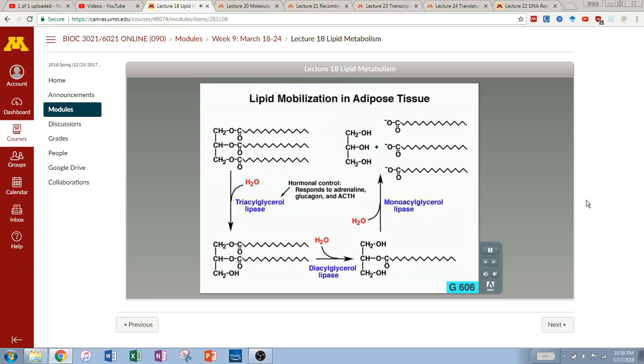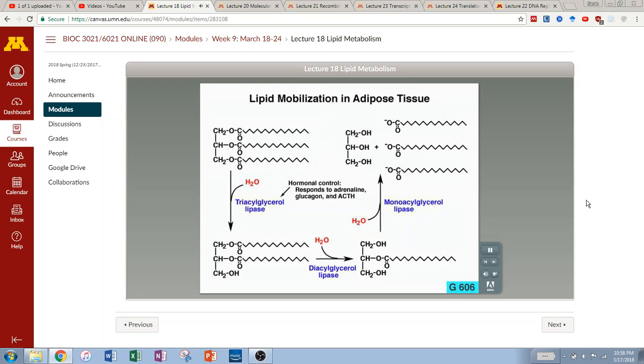In adipose tissue, the hydrolysis of stored triacylglycerol molecules is initiated by hormones such as adrenaline, glucagon, and ACTH. The triacylglycerol lipase is activated by an enzymatic cascade that's triggered by hormone binding to the appropriate receptor. After cleavage of the first fatty acid by the triacylglycerol lipase, the second and third fatty acids are also removed from the diacyl and monoacyl glycerol molecules.